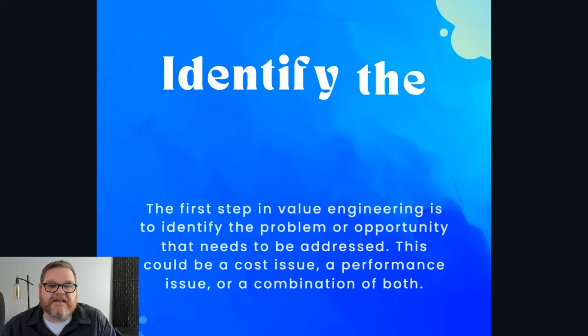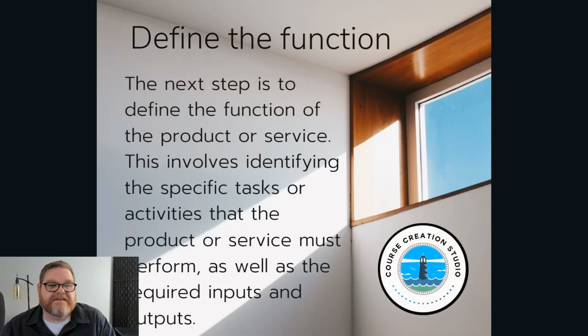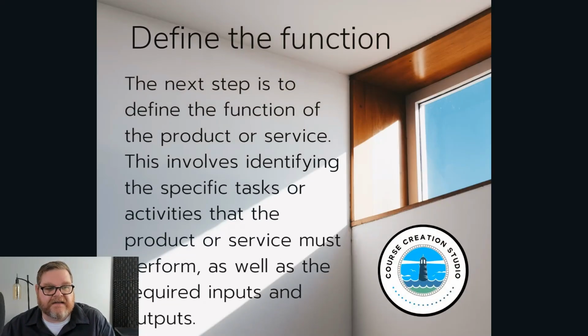So identifying the problem, the first step in value engineering, is just to identify the problem or the opportunity that needs to be addressed. This could be a cost issue, a performance issue, like something came back broken, or a combination of both. And then the next step is to define the function of the product or service. This involves identifying the specific tasks or activity of the product or service that it must perform, as well as the required inputs and outputs.